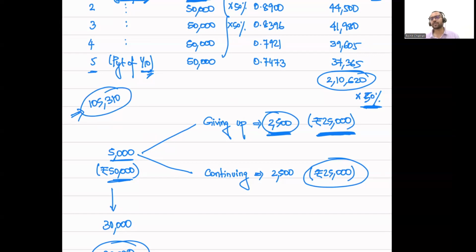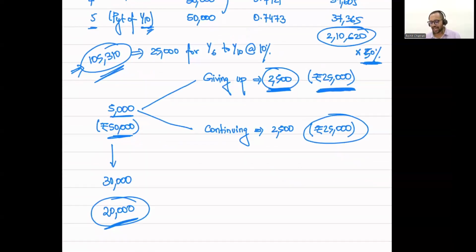This 105,310 is actually nothing but the present value of the lease payments of 25,000 for the next 5 years. This represents the present value of the lease payments for year 6 to year 10 discounted at 10 percentage. But this is actually going to be incorrect, because I actually have to make a payment of 30,000 for the next 5 years. My balance sheet has a liability only of 25,000 for the next 5 years.